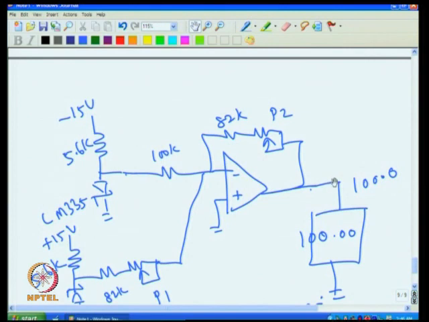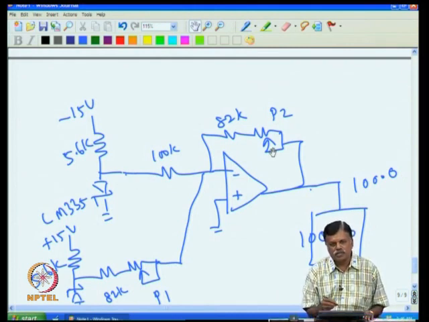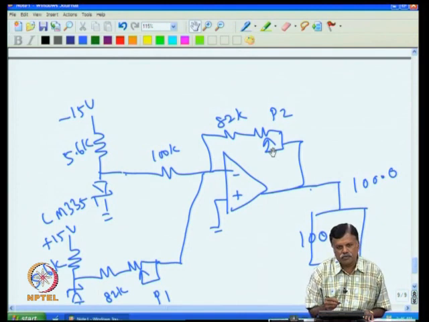So it is very important to know how this value of resistance changes with temperature, how this changes, how this changes, and how this changes. Considering all that, I can reliably use this circuit. So one must know the error budgeting.